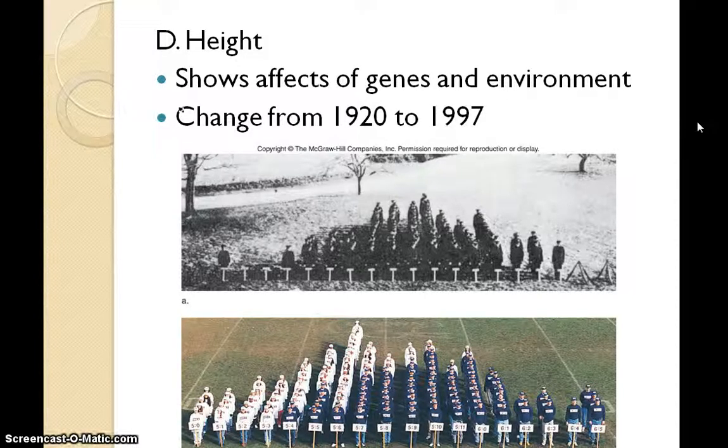In 1920, the tallest individual on that graph was only 5'9". In 1997, the tallest person in this particular group of students was 6'5". So it's kind of interesting that the environmental changes over that 75-year span did cause a change in heights. Polygenic, more than one gene, we see that in the bell-shaped curve, and environmental component. There's definitely a component to the environment that affects height.